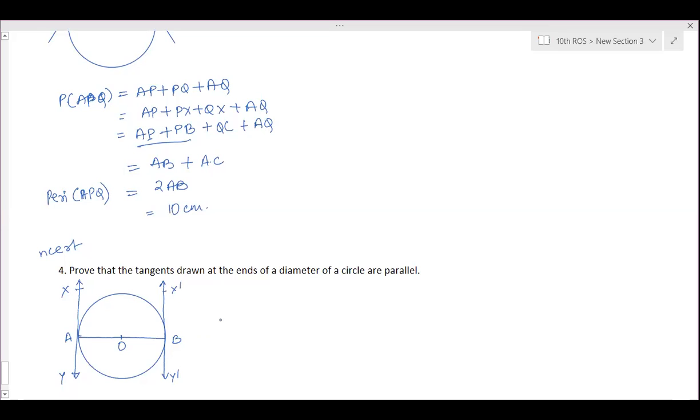Ma'am, XAO and OBY, since they're the tangents, it's 90 degree. They're also alternate interior angles. OAX is 90 because OA is the radius at the point of contact, and OBY dash is also 90 because it is the radius at the point of contact, and these are alternate interior angles. Therefore, XY and X dash Y dash are parallel.